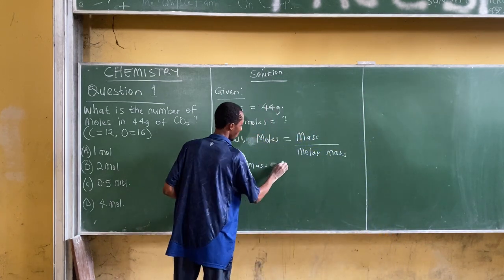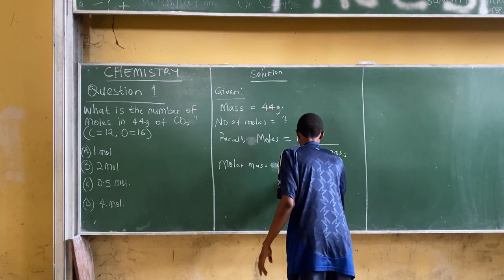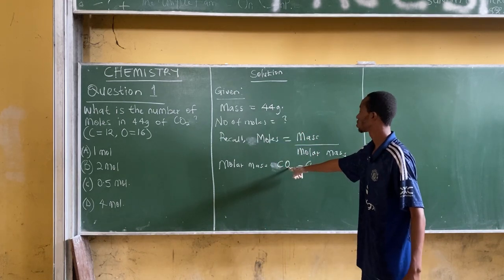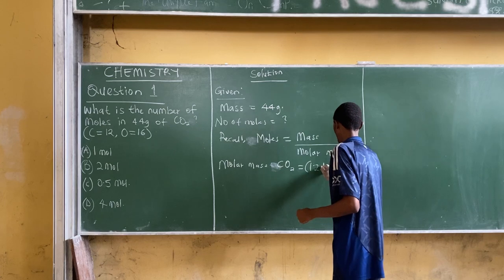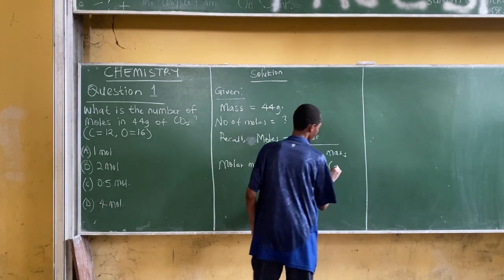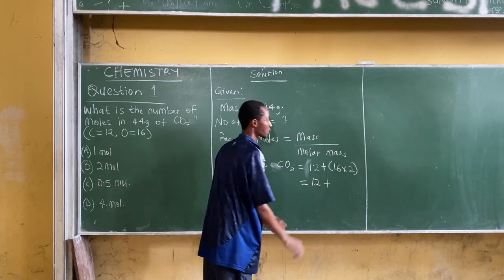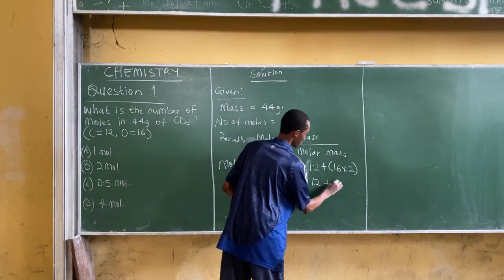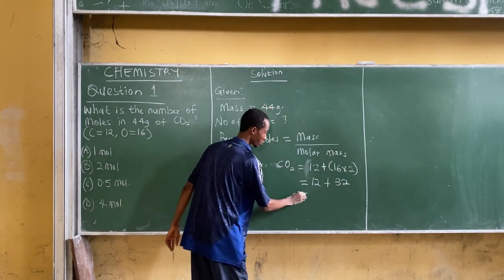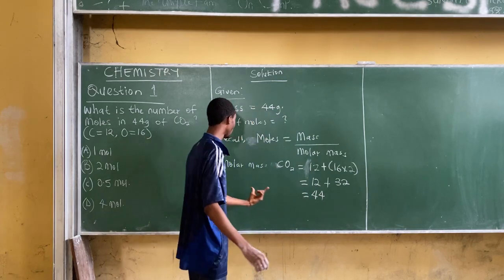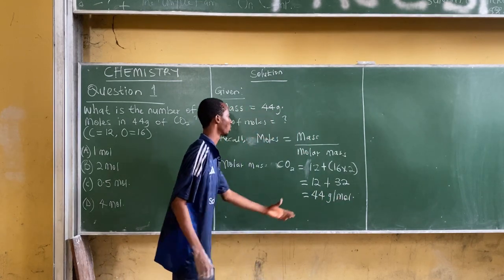The molar mass for carbon dioxide is this. We have carbon from the question to be 12. We have oxygen to be 16, and oxygen has a subscript of 2, so we say 12 plus 16 times 2. 16 times 2 will give you 32. 12 plus 32 will give us 44. Don't forget, the unit for molar mass is gram per mole. We have gotten the molar mass.